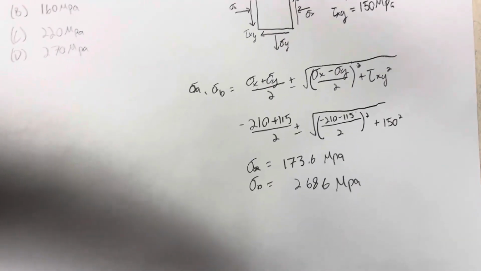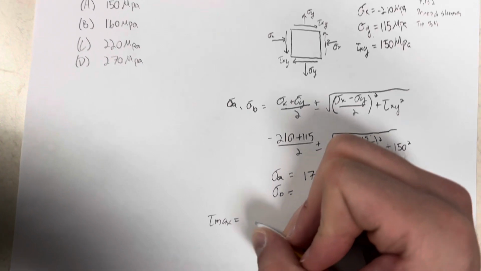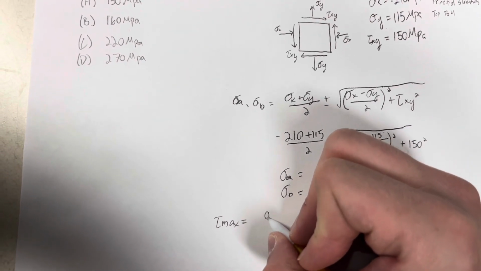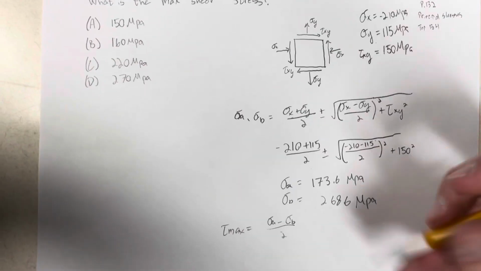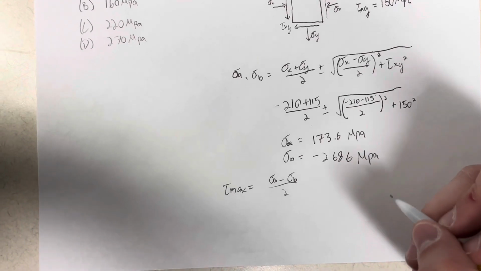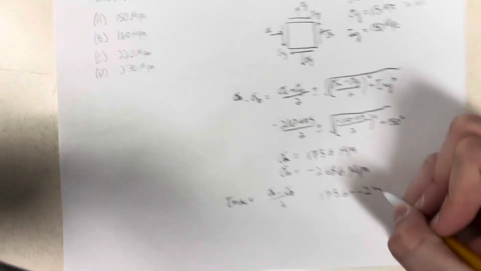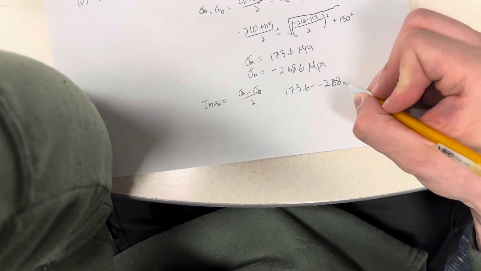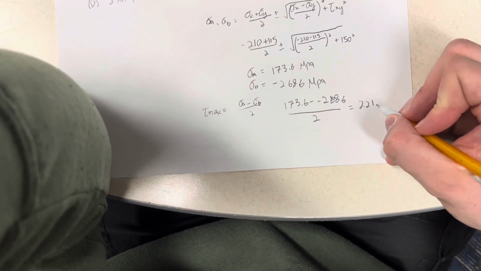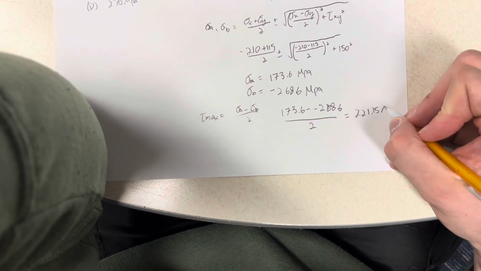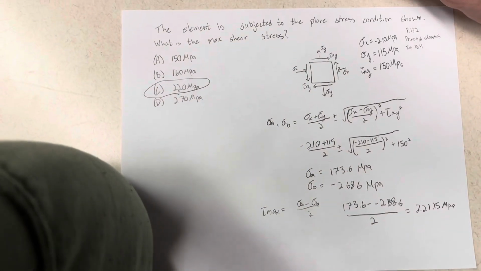So we have to find the max shear stress, and to find that, we'll do tau max equals sigma A minus sigma B over 2. And that'll be 173.6 minus negative 268.6 over 2, which will end up being about 221.15 MPa, or C, which is 220 MPa.